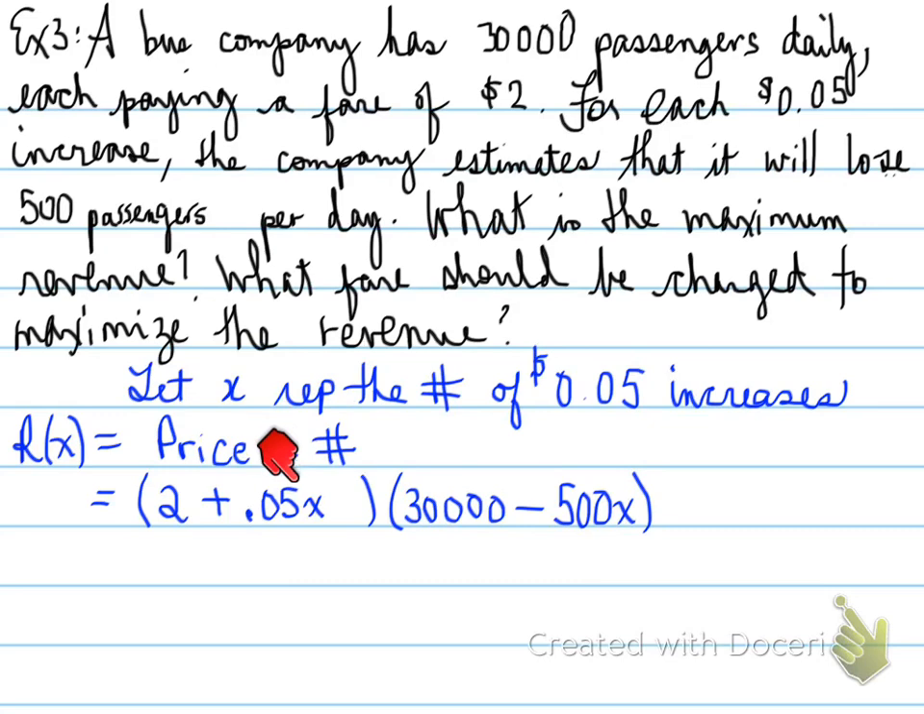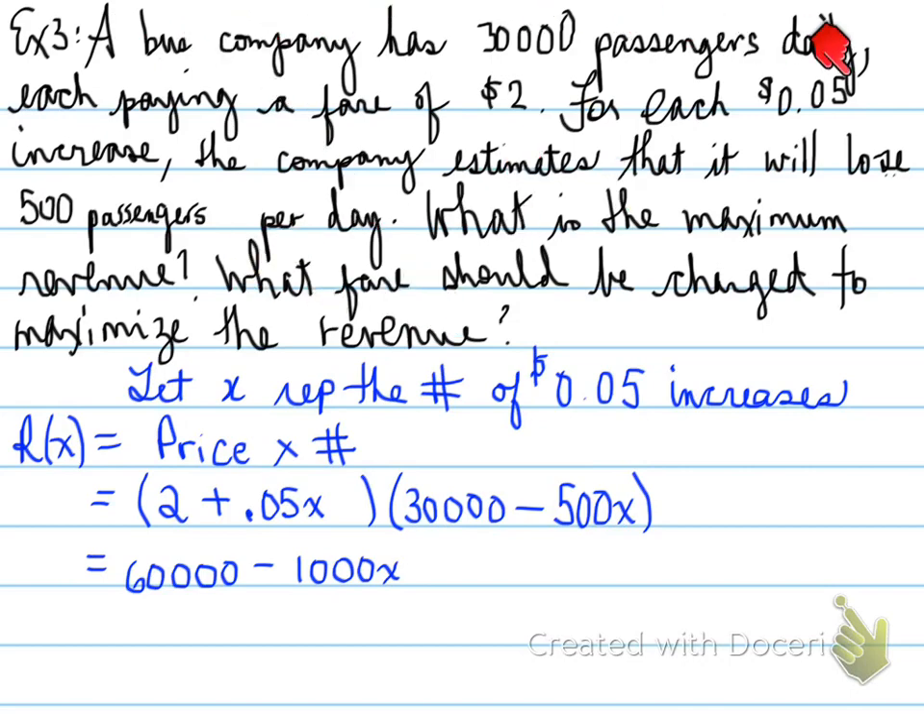Again, as it increases by 5-cent increases, the number of passengers go down by 500 passengers. So what will happen when we do this? Well, what we can do now is expand this. So note, one more time, we have this problem going on here.